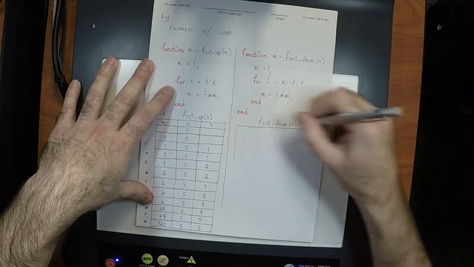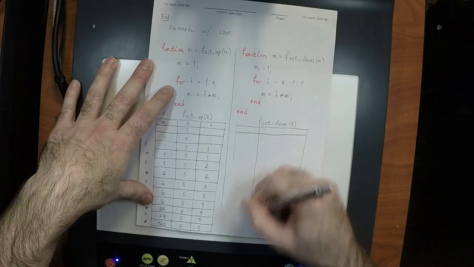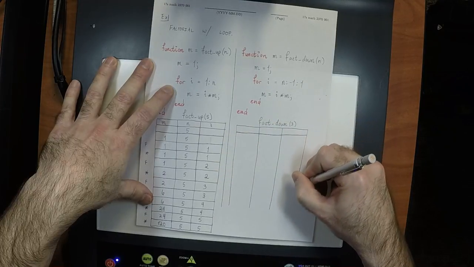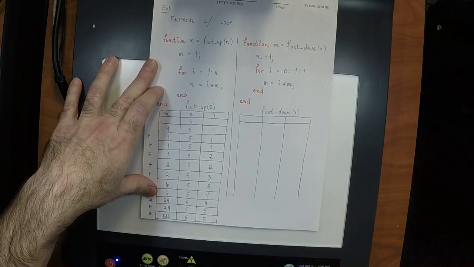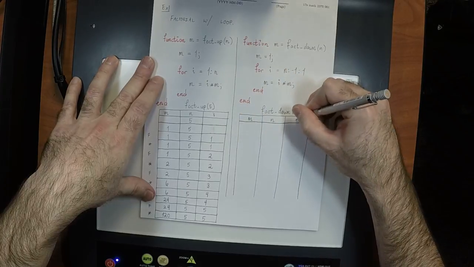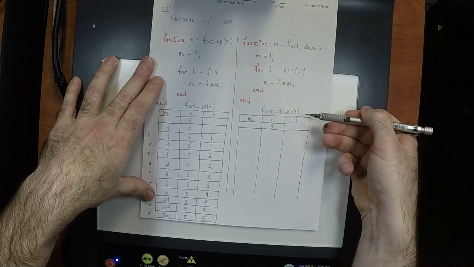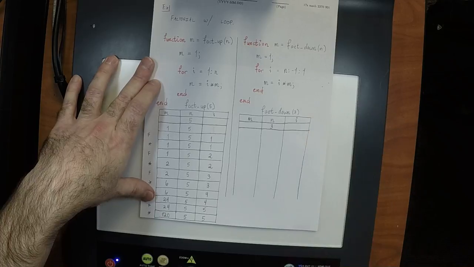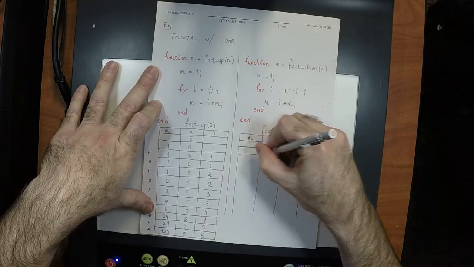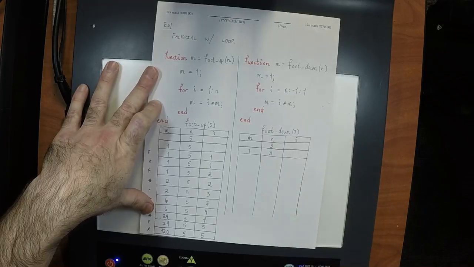So again, in this function, there's 3 variables. And again, in this table, the rows are the time direction. So M, N, and I. So when we first enter, N is defined as 3 because we're evaluating fact down of 3, slightly smaller than 5. The first thing that gets executed is this thing. As a result of that line, M obtains the value 1. N is unchanged, and I still does not have a value.